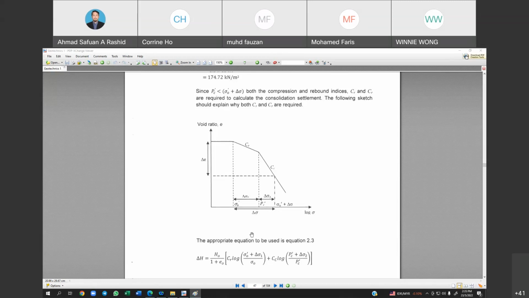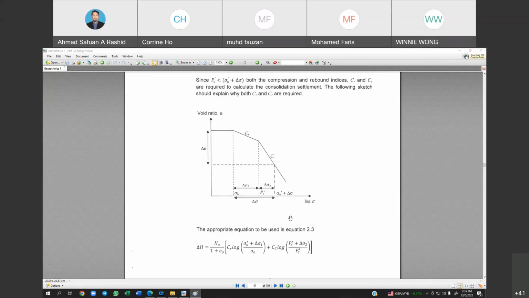Or on the other hand, we can use sigma naught plus delta sigma directly. Sebab apa yang ini dah mewakili nilai sigma naught plus delta sigma if we are referring to my slide. Whatever equation you use, as long as you know and feel that it is easy to understand, it is up to you. For me, I prefer to use the one that I discussed based on the slide.